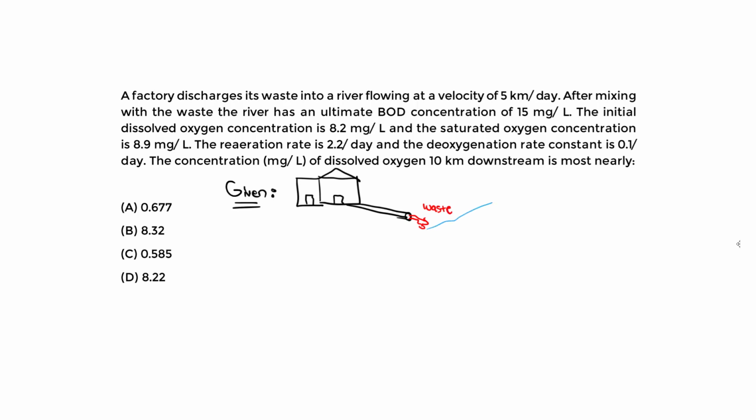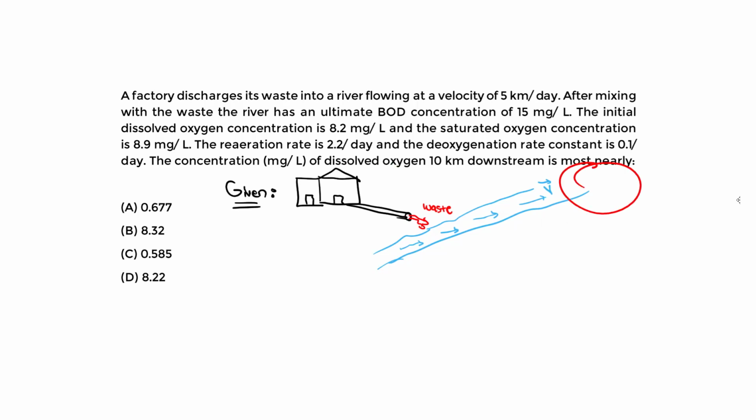So let's draw the river going this way, and let's assume it's flowing in this direction at some velocity, vector velocity v. When we introduce the waste, we're influencing the dissolved oxygen concentrations. That's the whole point of the Phelps formula, to model that dissolved oxygen curve, or what they call the sag curve. And we're essentially going to find the dissolved oxygen concentration 10 km downstream.